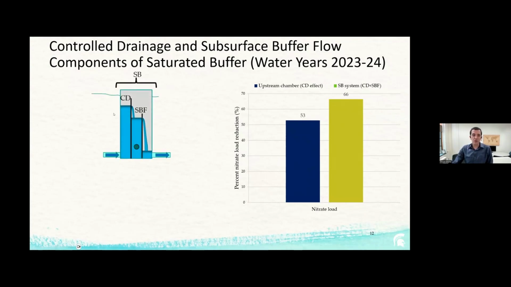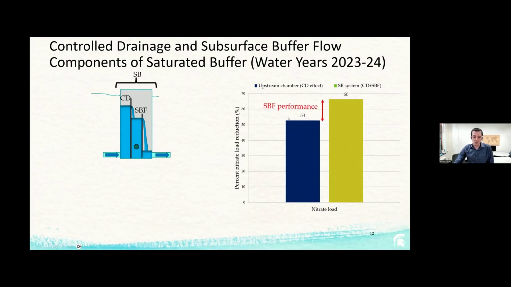And this is a side view of what that structure would look like that I just showed you in the previous slide. The first chamber is the control drainage. The middle chamber diverts water sideways into the distribution pipe. We call that the subsurface buffer flow component. And then the whole together is called the saturated buffer system.